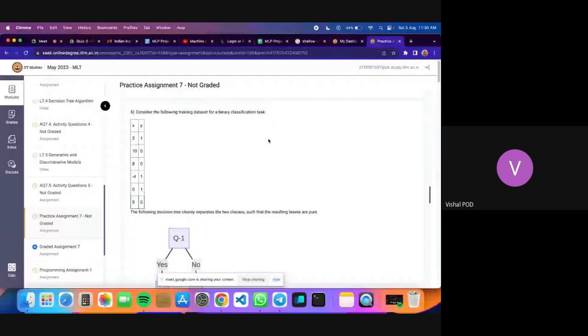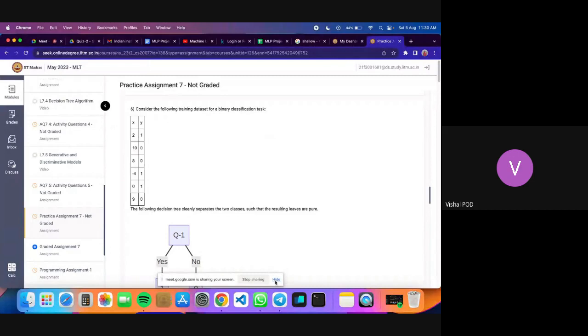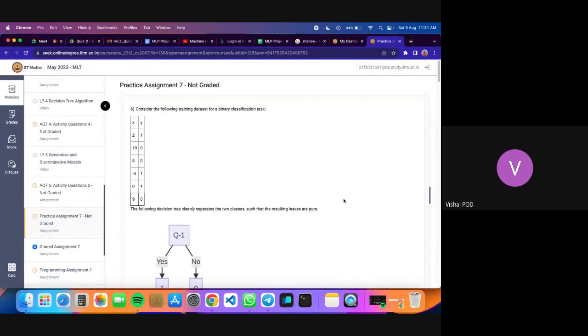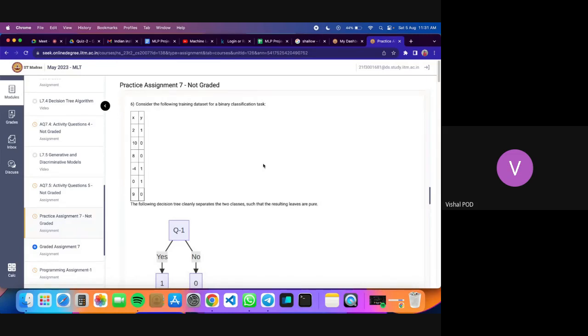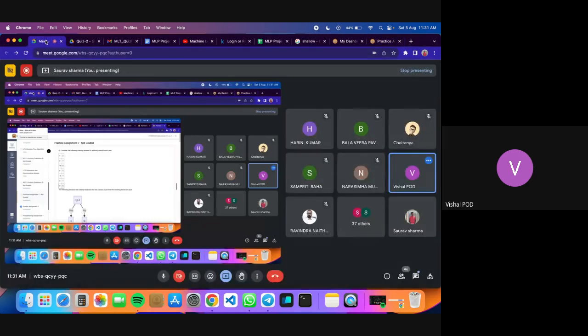So this is the data that has been given, and you have been told that it cleanly separates the two classes. So if it cleanly separates the two classes, where are your data points? Let me write it down somewhere. Tell me the data points, x and y, that were given: 10, 0; 8, 0; minus 4, 1; 0, 1; 9, 0. There are 6 data points. Your screen is not visible. Okay, sorry.